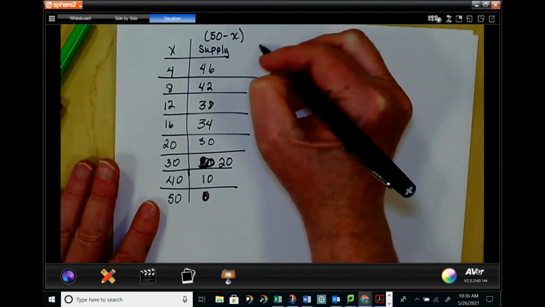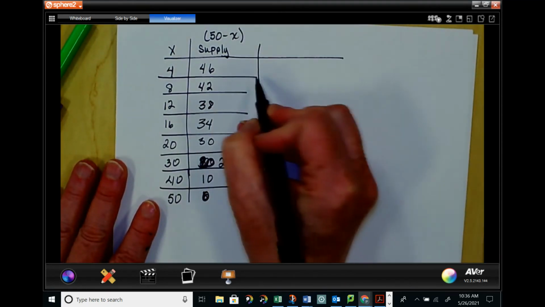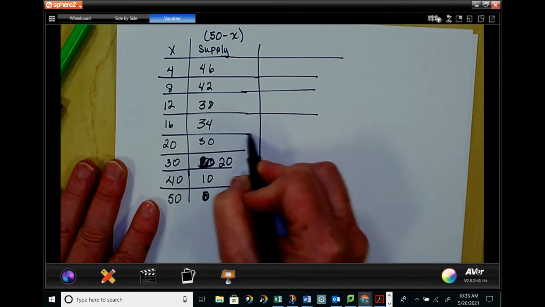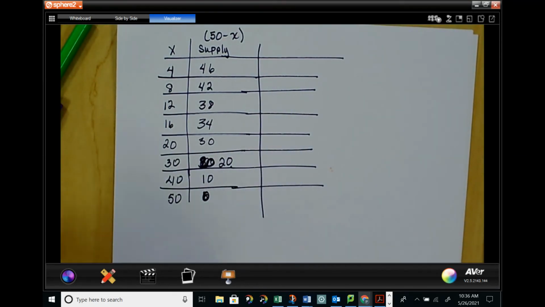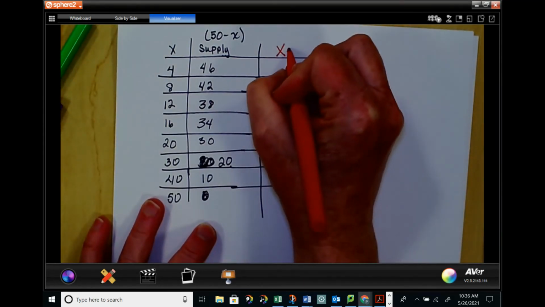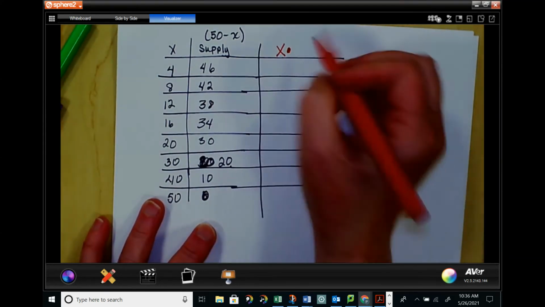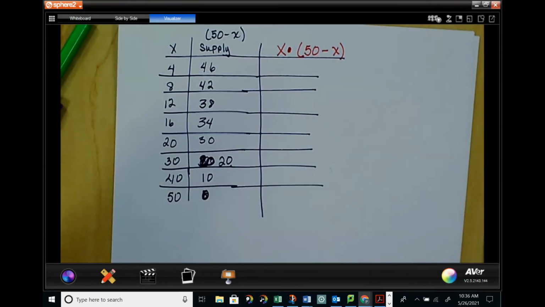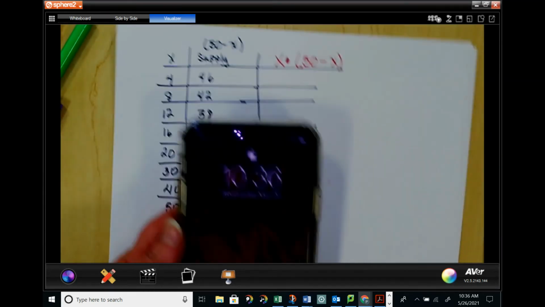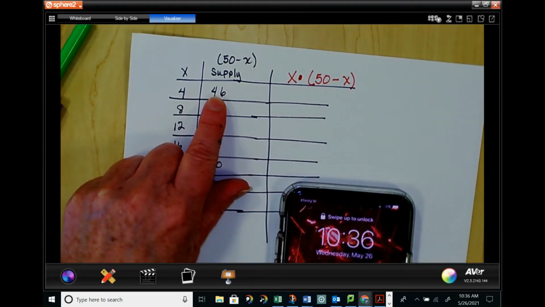So that next piece, this is where it's going to be a lot different. I'm going to do this in a different color because this is kind of what you need. Now the difference is this last one is going to be x, your ticket sales, times whatever x represents, whatever this column represents, and then you're going to multiply. So now you're going to take these numbers.